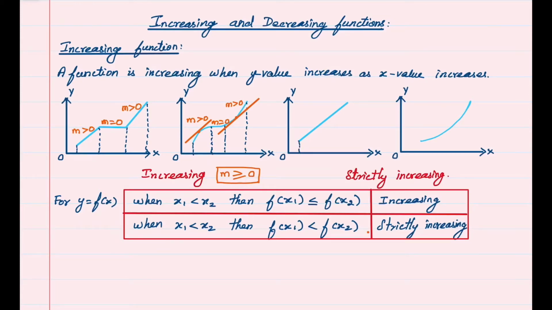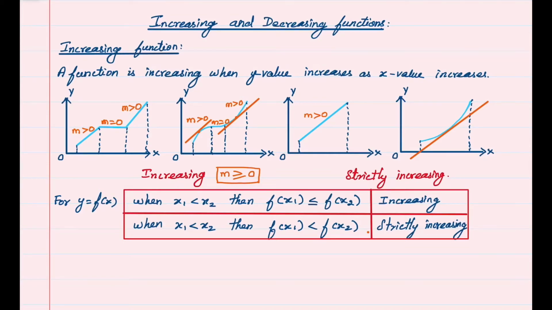Now in the third figure, in this given interval, the line when produced makes an acute angle with the positive direction of the x-axis. Therefore, the slope of this line segment is greater than 0, as tan theta is going to be positive. And in the fourth figure, again in this given interval, if we draw a tangent at any point of this graph, it makes an acute angle with the positive direction of the x-axis.